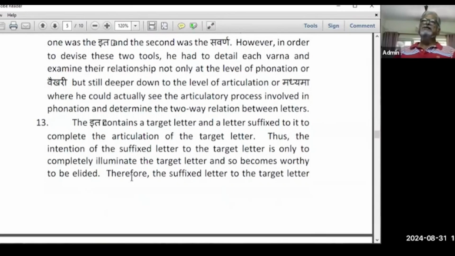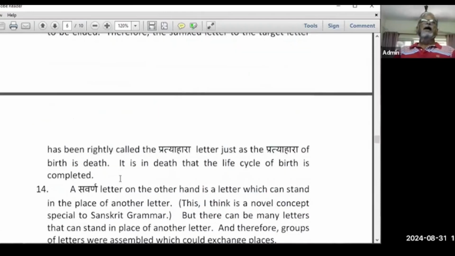Therefore, the suffix letter to the target letter has been rightly called the pratyahara letter, just as the pratyahara of birth is death. It is in death that the life cycle of birth is completed.